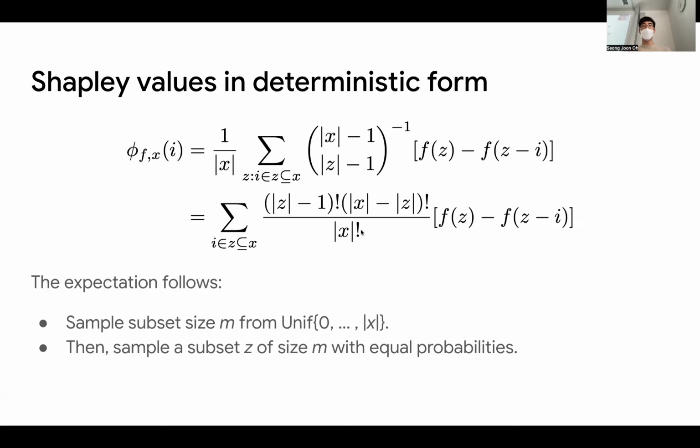Right, and then you have uniform probability. So you're just taking the inverse of that as your probability, okay? And then you have this famous formula from Shapley values.